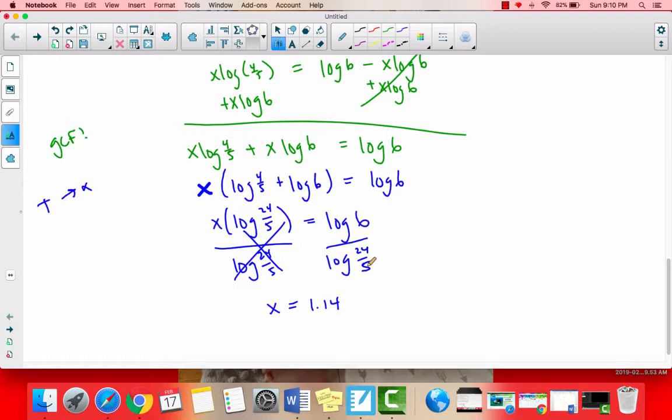I know it's kind of long, but if you have any questions about any step I made, make sure you ask me in class. And again, if you need to know how to use your calculator, make sure you show me yours, and I will gladly show you how to use the log buttons.